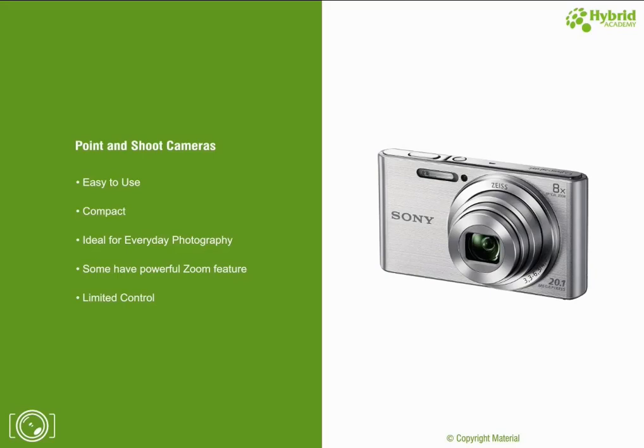The first type of camera we have is point and shoot camera. Point and shoot cameras are small, easy to handle. These are very compact and are very ideal for regular photography. The only drawback of this type of cameras is that it has very limited control and most of the functions are automatic.